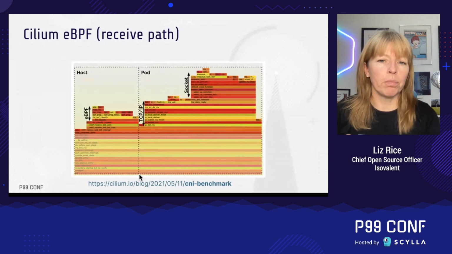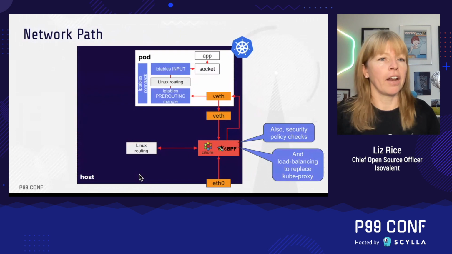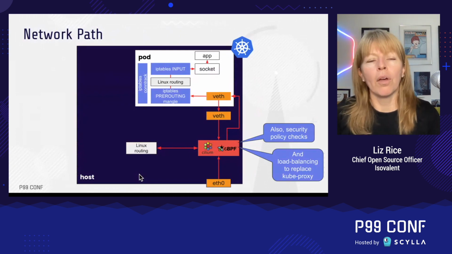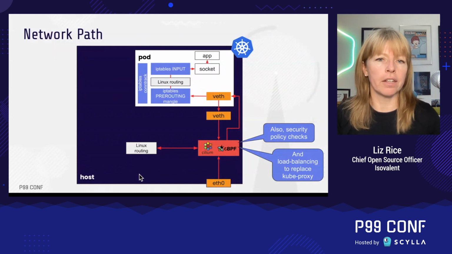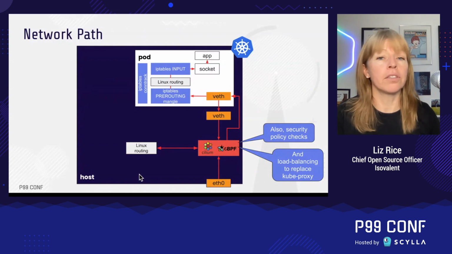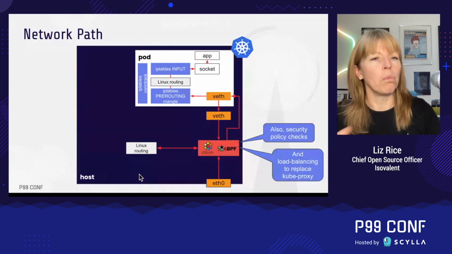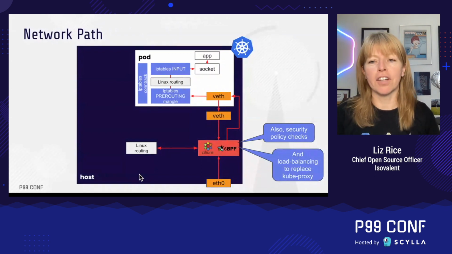Not only do we get the opportunity here to bypass parts of the stack and route these packets appropriately, we also have the opportunity to do security policy checks. We can drop packets, just like you saw with the XDP example. We can drop packets if they don't meet security policies, those security policies dictating which pods are allowed to communicate with which other pods or which other external endpoints.